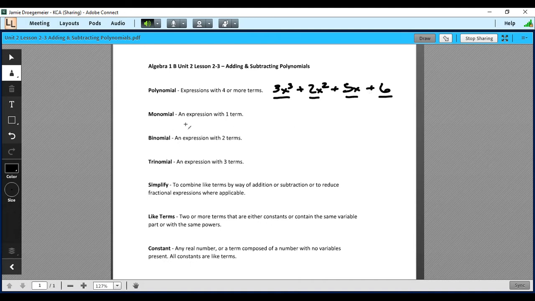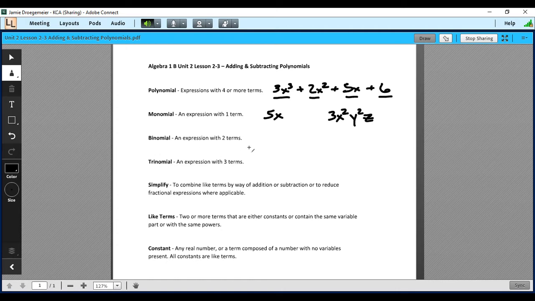A monomial is an expression with one term. Usually when we're talking about polynomials, we have variables involved. So 5x would be a monomial. If I had 3x squared y squared z, that's still a monomial because there's only one term there. Everything is being multiplied together.